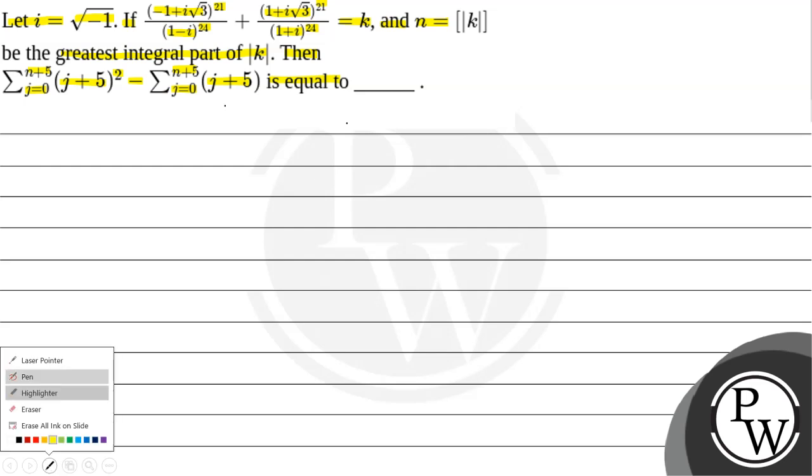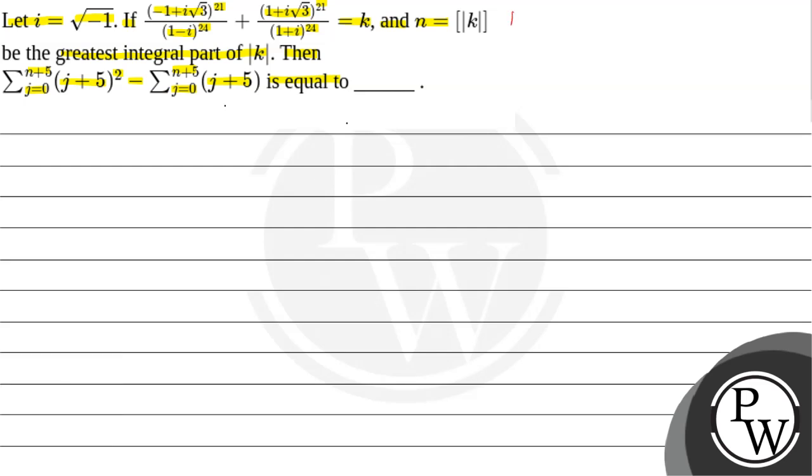Now for this question, let us write the key concept. Here the key concept is e^(iθ) can be written as cos θ + i sin θ, and e^(-iθ) can be written as cos θ − i sin θ. Let us use this and solve the problem.